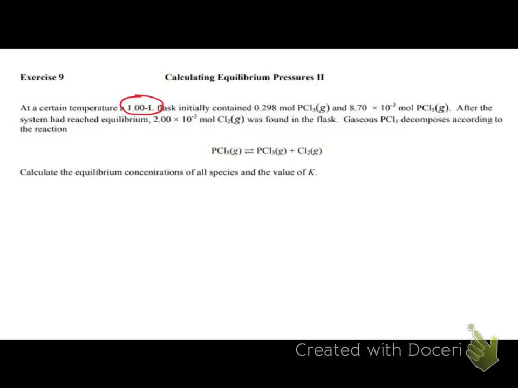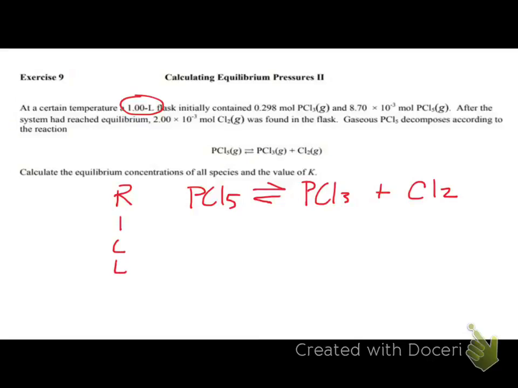So we're going to start with the R part of the Rice table. So we have PCl5 going back and forth to PCl3 plus Cl2. Most of the time when they give you an equation on an AP exam like this, it's going to already be balanced, but double check, make sure they're not trying to pull one over on you, but most of the time it's already balanced. So we're going to do I, C, and E.